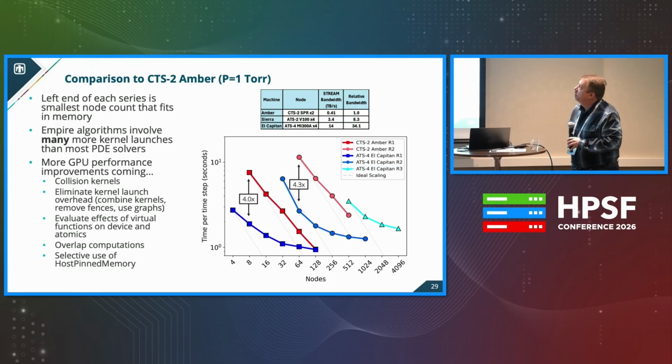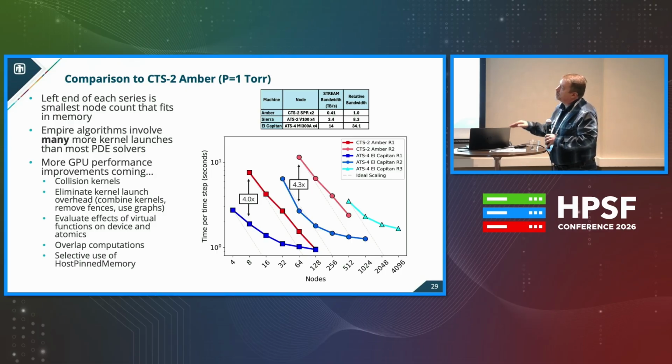So we also had a comparison where we could fit data on CTS2. So these are the Sapphire Rapids nodes. So it's a dual socket Sapphire Rapids. The red is the Sapphire Rapids CPU. The blue is the GPU. This is kind of the more disturbing part that we really want to work on next. You can see that at the low end, the low node counts, yeah, we're a factor of 4 faster, but if we go into this strong scaling regime, the CPU continues to strong scale where we tail off.